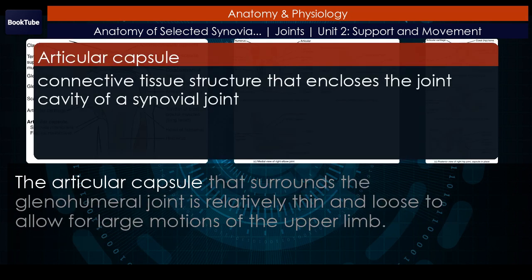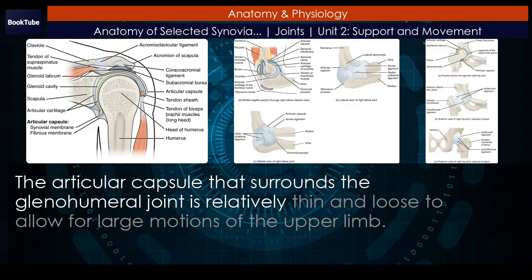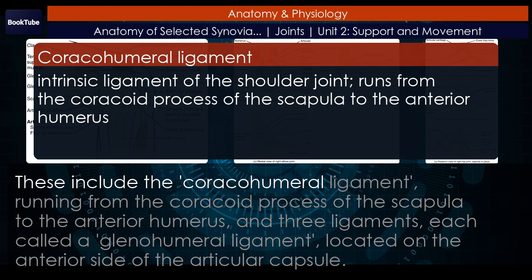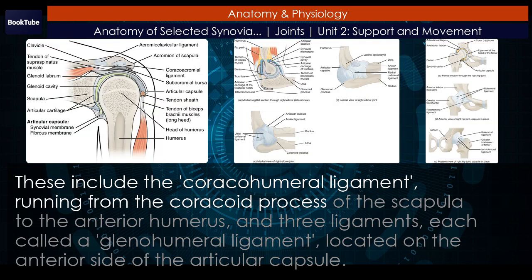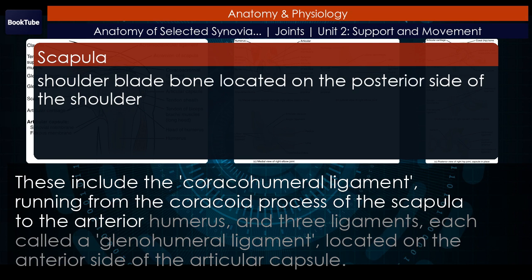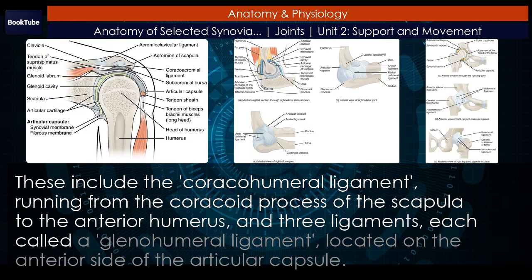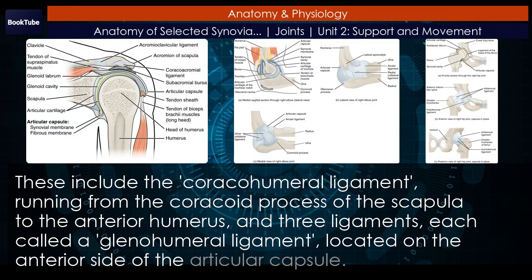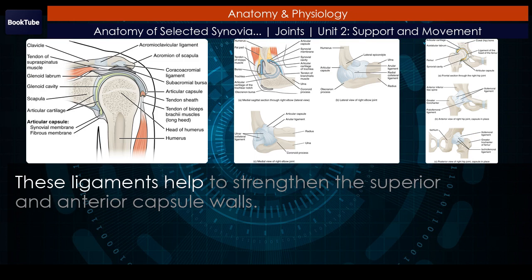The articular capsule that surrounds the glenohumeral joint is relatively thin and loose to allow for large motions of the upper limb. Some structural support for the joint is provided by thickenings of the articular capsule wall that form weak intrinsic ligaments. These include the coracohumeral ligament, running from the coracoid process of the scapula to the anterior humerus, and 3 ligaments, each called a glenohumeral ligament, located on the anterior side of the articular capsule. These ligaments help to strengthen the superior and anterior capsule walls.